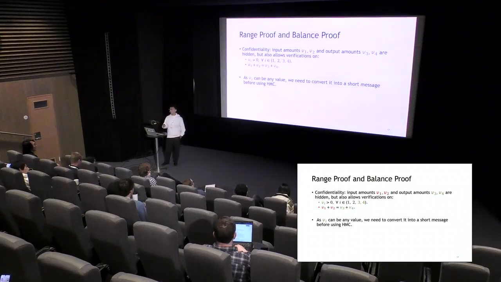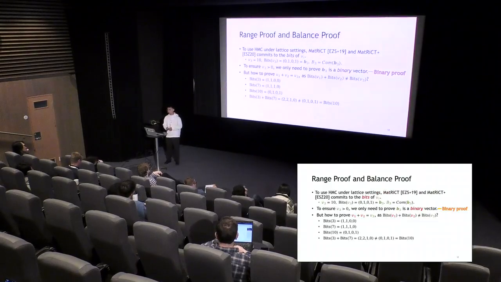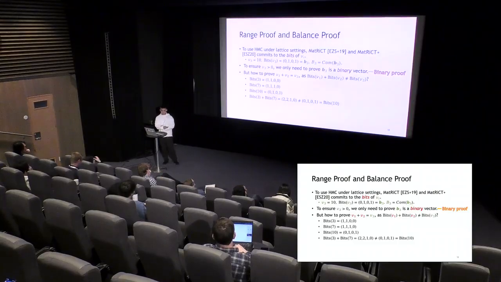But as we mentioned, we try to apply some lattice-based commitment, the HMC here. So to use the HMC, we have to convert the values Vi into some short messages at first. So in previous work, they just convert the values Vi into bit representations, right? So here V3 equals 10, and the bits of V3 equal 0101. Now to ensure V3 is larger than 0, it is quite simple. We can simply apply the binary proof for it, right?